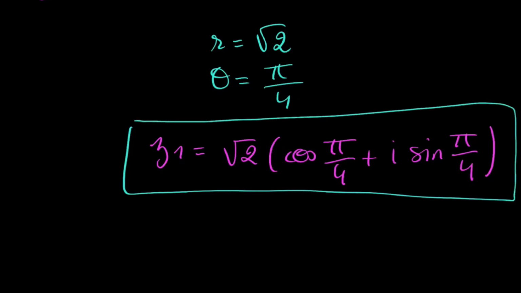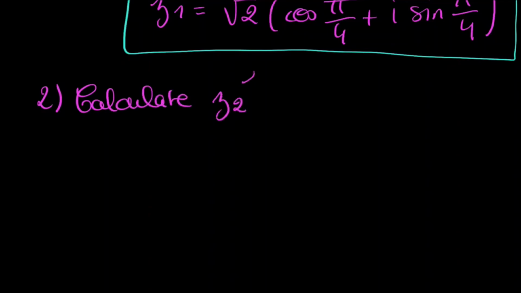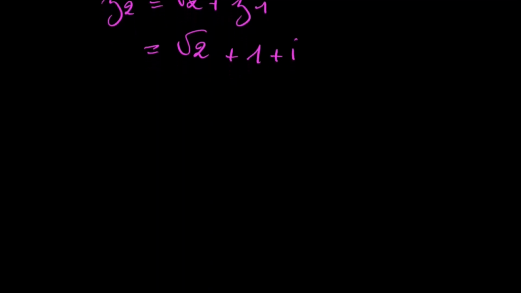And we have put z1 in trigonometric form. Then question 2 is to calculate z2 power 16, with z2 equals the square root of 2 plus z1. Then we have z2 equals the square root of 2 plus 1 plus i.